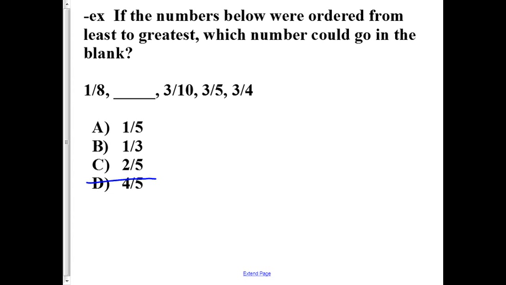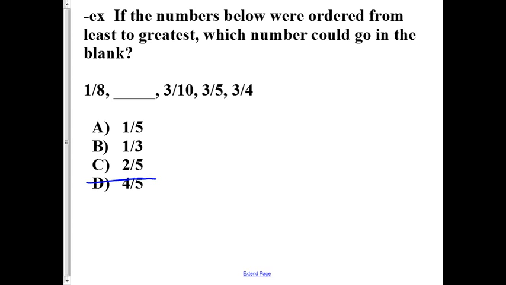So then when I look at my other options, I want to find which ones are greater than 1/8. So one fifth is definitely greater than 1/8, so it could be 1/5. 1/3 is definitely greater than 1/8, so it could be 1/3. And 2/5 is also definitely greater than 1/8. So I've not eliminated any of my choices.